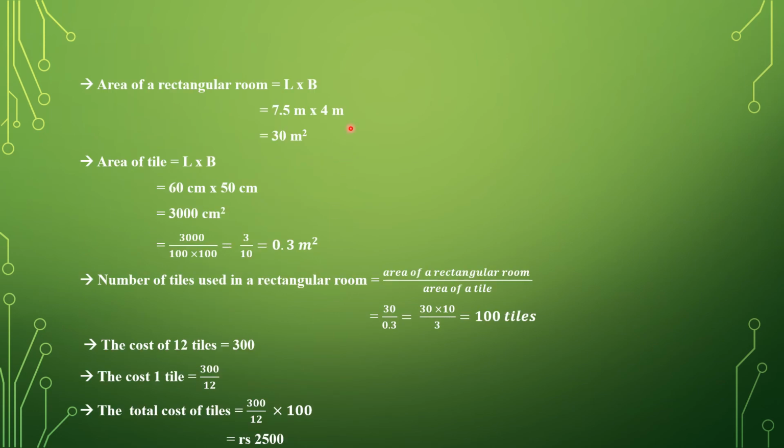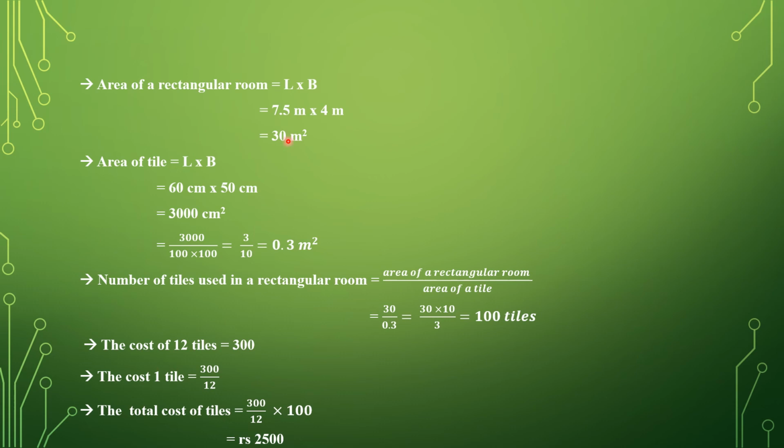Coming to the next question, this one is an important question. Listen to the question very carefully. The floor of a room of size 7.5 meter and 4 meter is to be covered by rectangular tiles of size 60 centimeter and 50 centimeter. So we have one room here. The room dimensions given are 7.5 meter and 4 meter, and the tile dimensions are 60 centimeter and 50 centimeter.